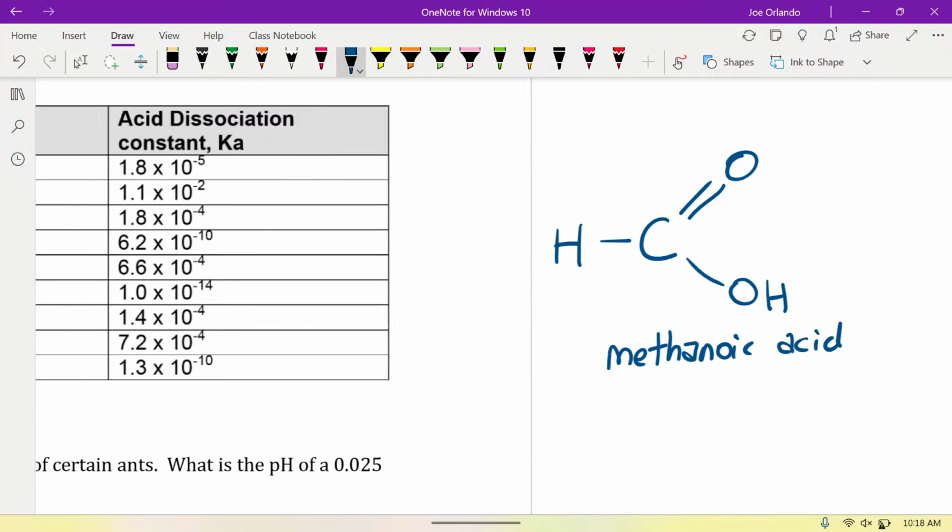Methanoic acid. What's the hybridization state of this oxygen? SP what? 2? How do we know it's SP2? I agree. I like it. Yeah, it's got one double bond, which means this has one sigma and one pi. How many lone pairs did this have, even though I didn't draw them? 2 lone pairs. Good. What's the hybridization state of this carbon?